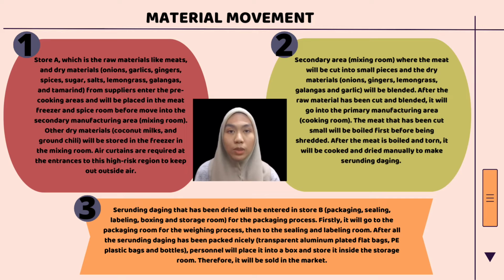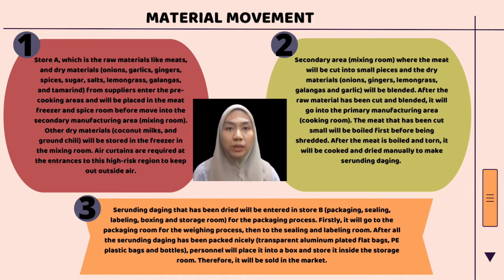From the suppliers will enter the pre-cooking areas and will be placed in the meat freezer and spice room before moving into the secondary manufacturing area, which is the mixing room. Other dry materials like coconut milk and ground chili will be stored in the freezer in the mixing room. Air curtains are required at the entrance to this high-risk region to keep out the outside air.